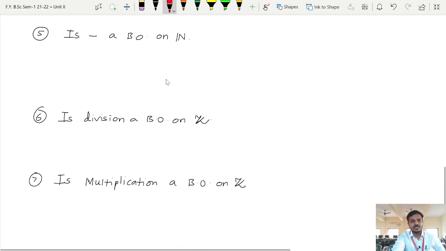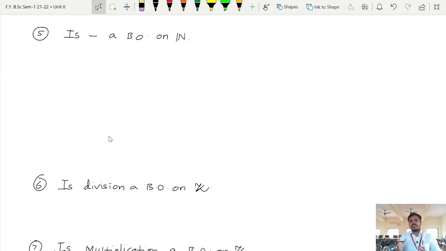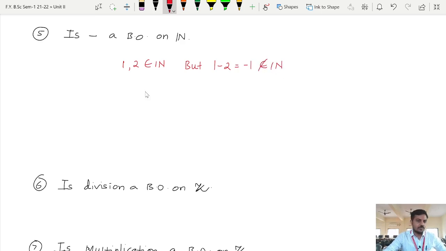Now the next question is whether subtraction is a binary operation on the set of natural numbers or not. If you take any two natural numbers, is their subtraction again a natural number or not, that is what we have to think. So if you think properly, 1 and 2 belong to N, but what is the subtraction of 1 and 2? That is minus 1. Does it belong to N? No. So what is our answer? No, subtraction is not a binary operation on the set of natural numbers.